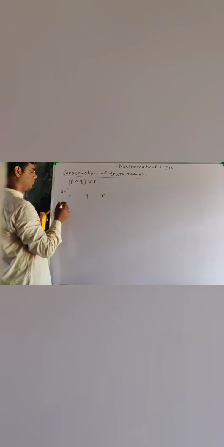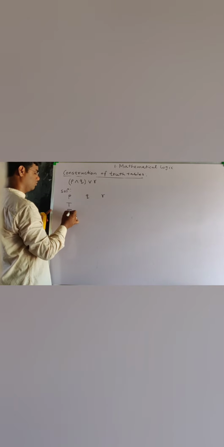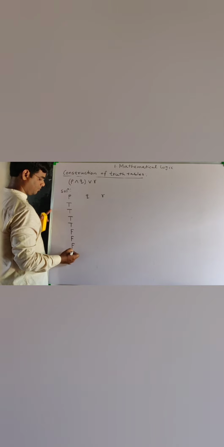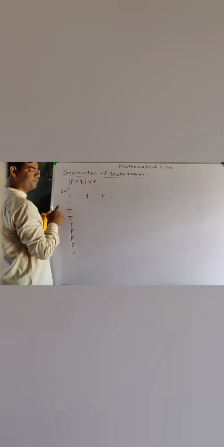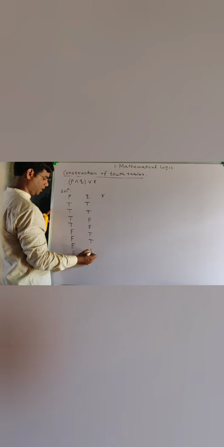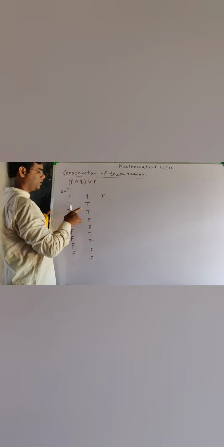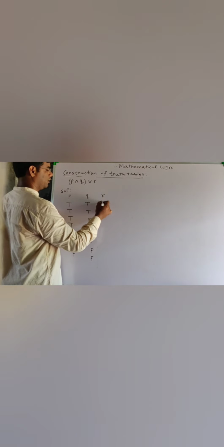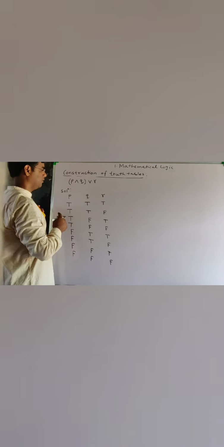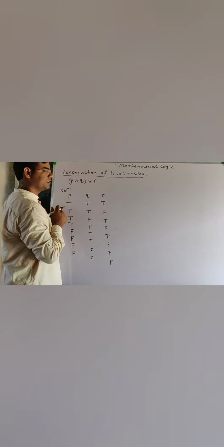So the common entries are in the first column. You have to write 4 times true, 4 times false. In the second column, divide 4 by 2, so you will get 2 times true, 2 times false, again 2 times true, 2 times false. And in the last column, divide 2 by 2, so you will get 1. So alternate true, false you have to write: true, false, true, false, true, false, true, false. These are the patterns to write for 3 statements, already we have discussed in the last lectures.